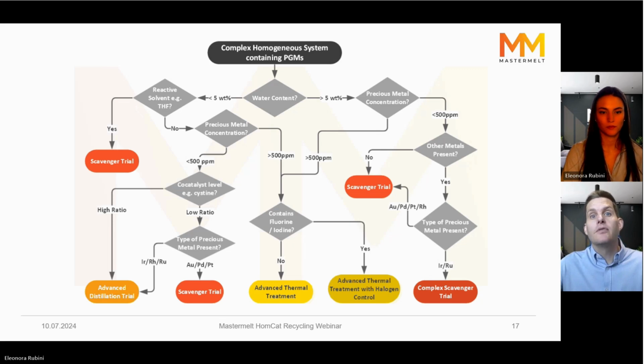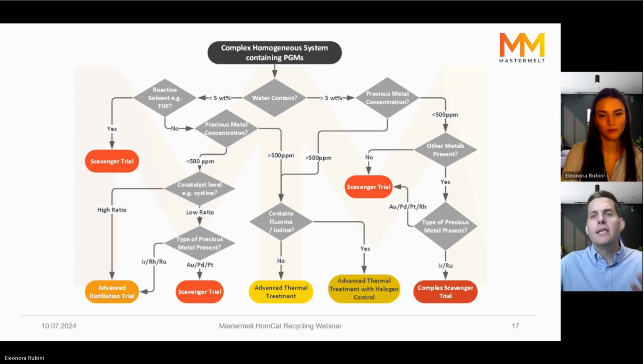Maybe there is some fluorine in there, and again, we can still treat this by thermal pre-treatment, but there'll need to be some additional halogen controls while we're doing that to make sure it's done safely and efficiently. If we ask that question again about the precious metal concentration and it's less than 500 ppm, the next question we ask is what metals are in there, and if there is only the one metal, then a scavenger trial would be most appropriate.